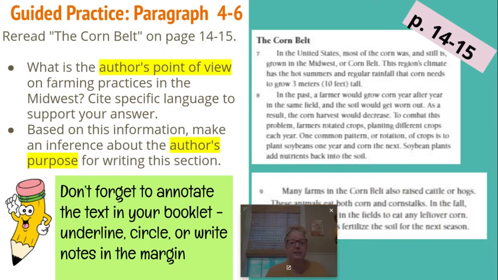Okay, now let's take a look at paragraphs 4 through 6 on pages 14 and 15. This time, as we're going through, we're going to annotate the text, which means we can underline, circle, or write notes in the margin. So we're going to reread The Corn Belt on pages 14 and 15.